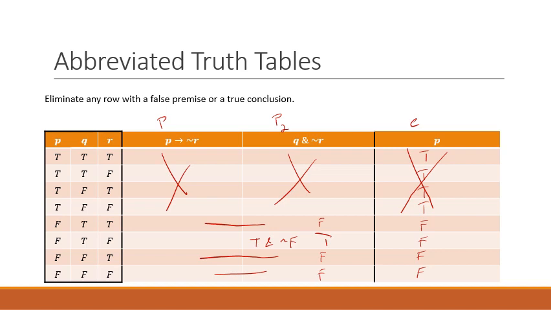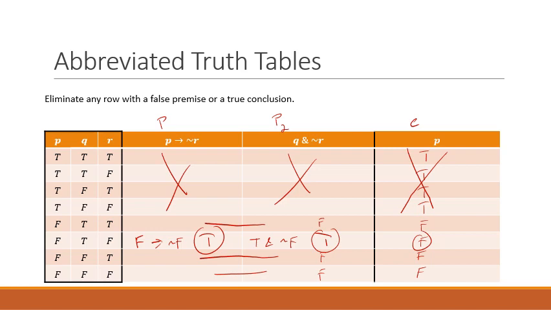So that eliminates all 3 of those rows. So I'm down to 1 row, right? There's only 1 place that I could possibly have true premises and a false conclusion. And so I need to calculate the value of this 1 premise that's left, right? I went down from 8 to 1 for calculations in terms of the first premise. So first premise is P arrow not R. So that's going to be false arrow not false, which is false arrow true, which is true.